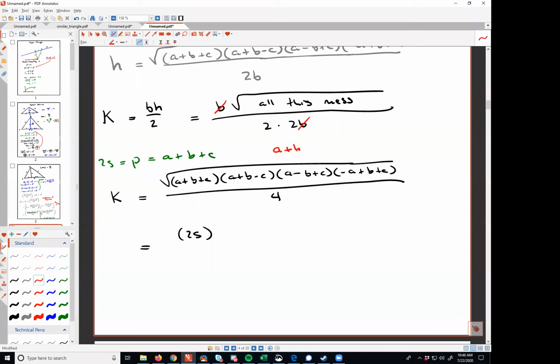Would that be S or 2S minus C? You're close. It's 2s minus 2c. Similarly, a minus b plus c is 2s minus 2b, and minus a plus b plus c is 2s minus 2a.